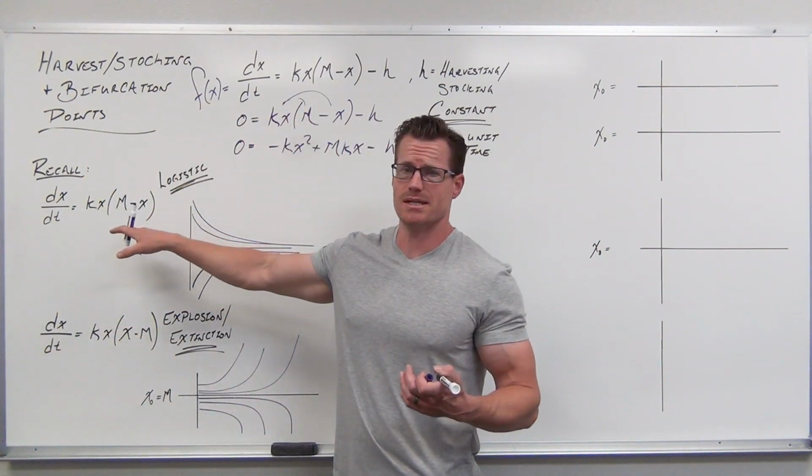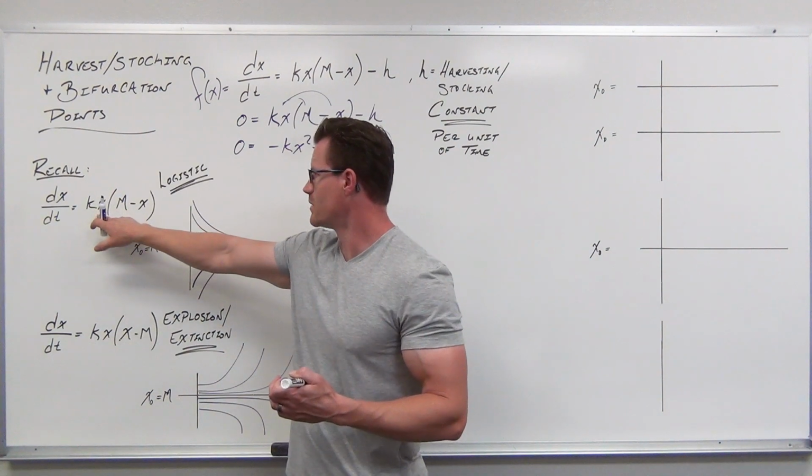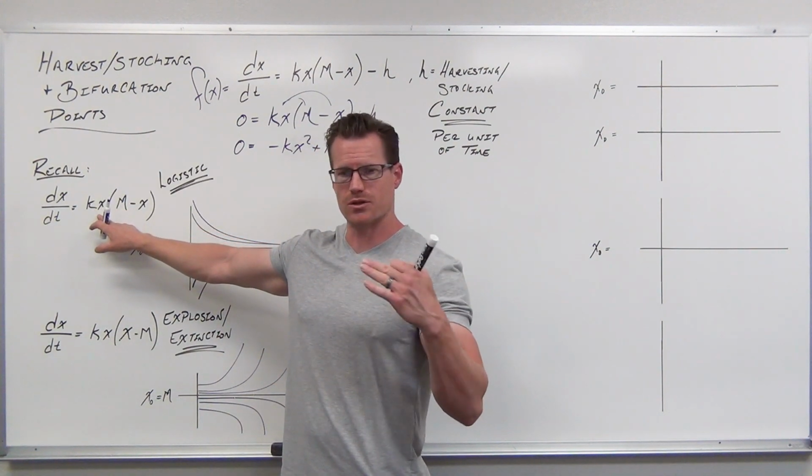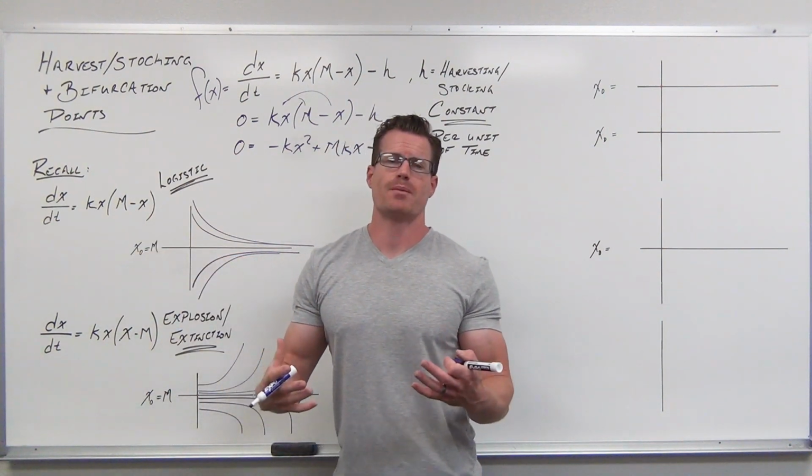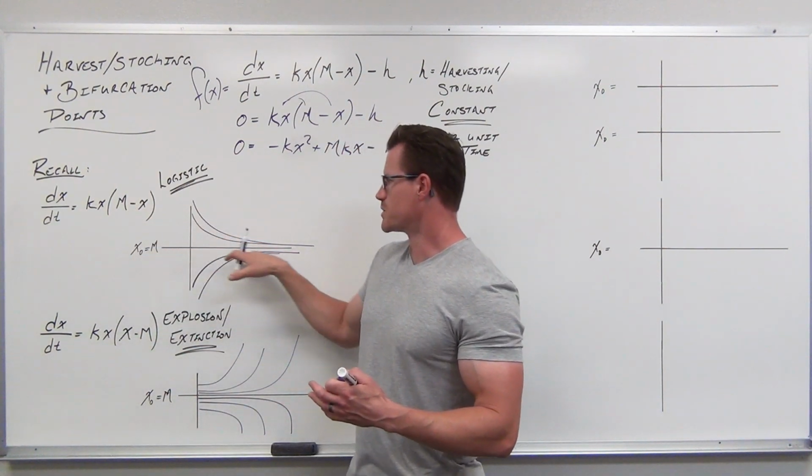This one's really easy, man. I mean, we set this equal to 0. You get 0, which would be a 0 population that would not change. Or you get m, and that gives you your 2 critical points. Obviously, some things are going to happen around there that are important. We get an equilibrium solution.